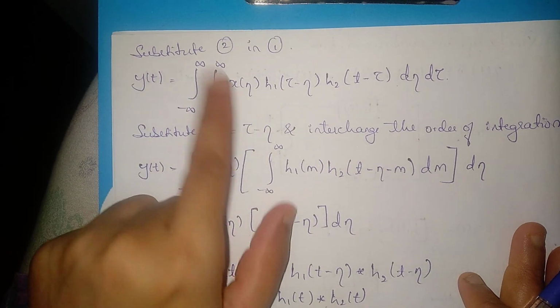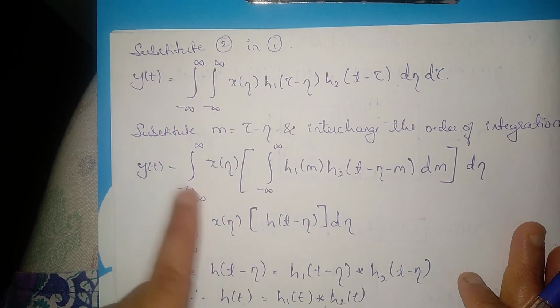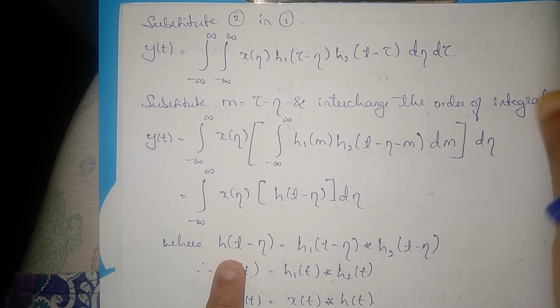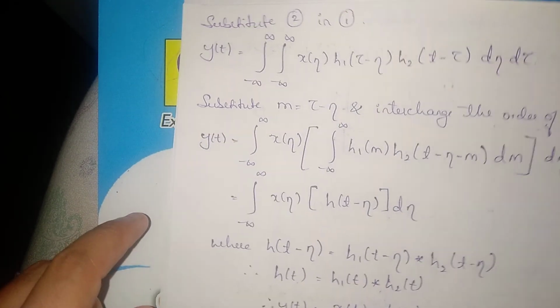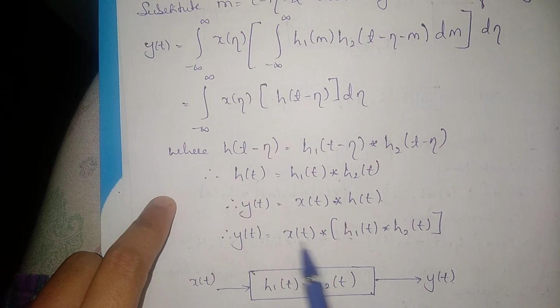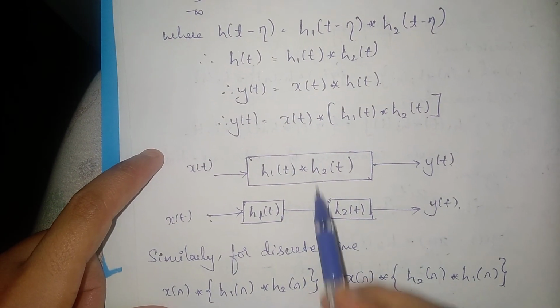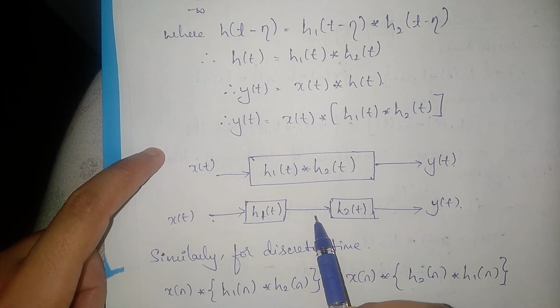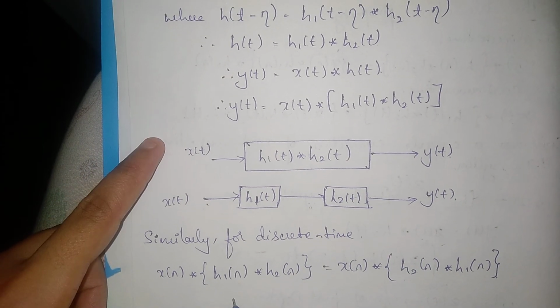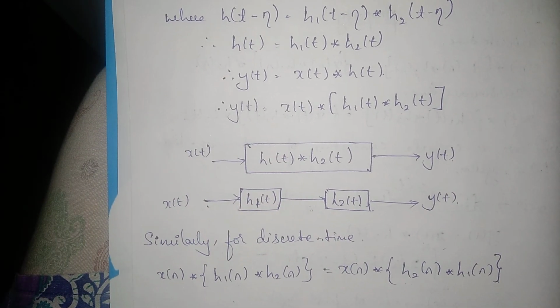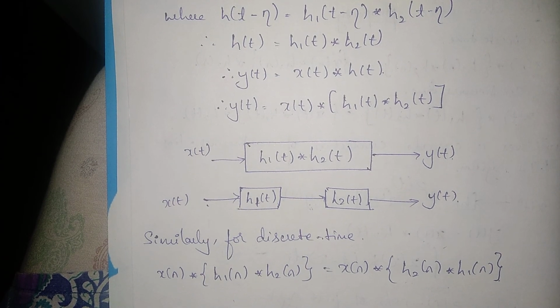That time you will get this double integration. So if you simplify, keep on simplifying the integration. So this will be x of t convolution h1 of t convolution h2 of t. You can write the waveforms, diagrams like this. So similarly we can write it in the discrete time. This is the associative property.